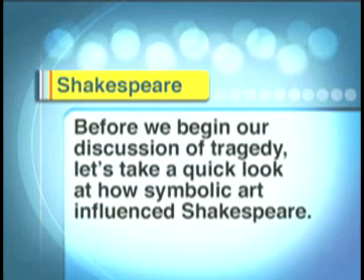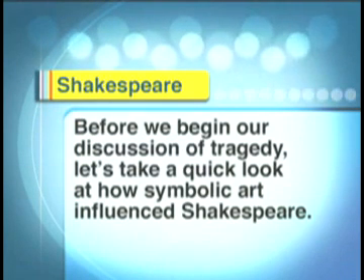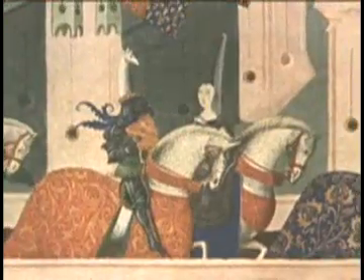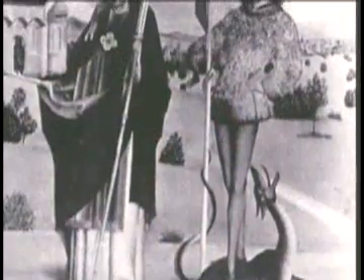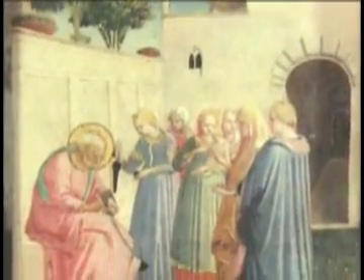Before we begin our discussion of tragedy, let's take a quick look at how symbolic art influenced Shakespeare. Shakespeare and his buddies were very influenced by the medieval art. Medieval art was deeply symbolic. This means that it focused on universals by presenting them through particulars. Don't worry. We'll give you some examples so you'll understand what we mean by symbolism, universals, and particulars.